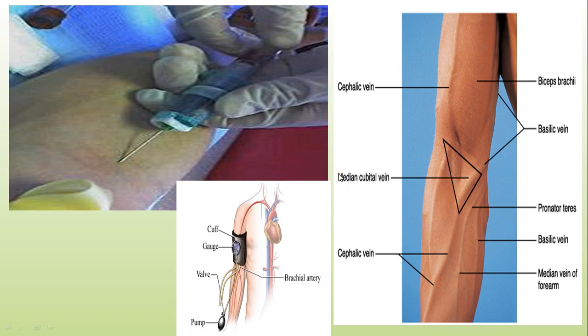Okay, the cubital fossa is a very important area as it is a site where we can give IV injections easily into the median cubital vein, or we can draw blood from the median cubital vein. It is also a site where the blood pressure is recorded over the brachial artery.